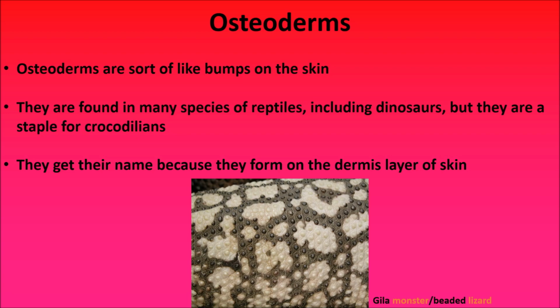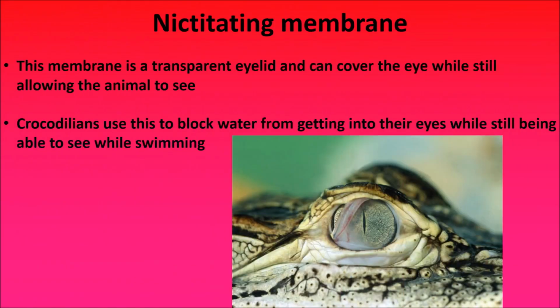That's the skin of a Gila monster, or a beaded lizard, which is also one of the more famous examples of osteoderms. Next we have the nictitating membrane, which is a transparent eyelid that can cover the eye while still allowing the animal to see. Crocodilians use this to block water from getting into their eyes while still being able to see while swimming. And in the picture you can see that the far left part of the eye hasn't been covered by this membrane, but the right part has, so it's a very good example of what it looks like.